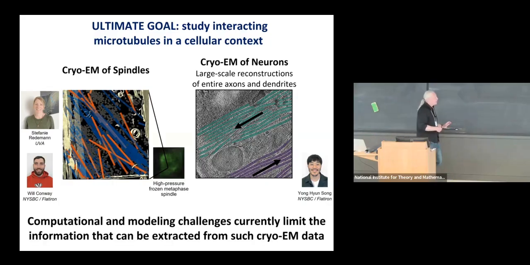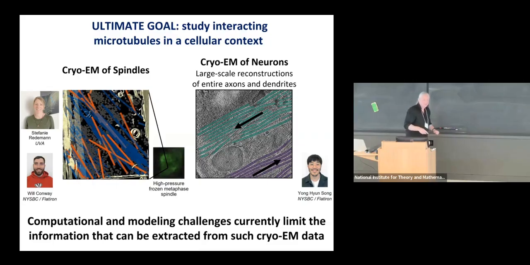But computational and modeling challenges still currently limit the information that can be extracted from such cryo-EM data. Like I said, there's still a lot of development that needs to be done. Certainly the results that Will and other people are getting are just phenomenal, but there's clearly much more information contained in that raw data, and extracting that is still a challenge. All right.